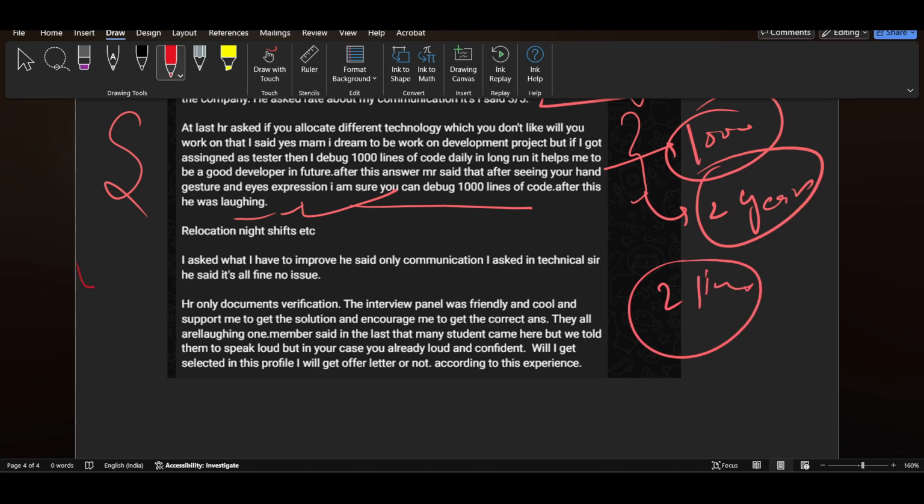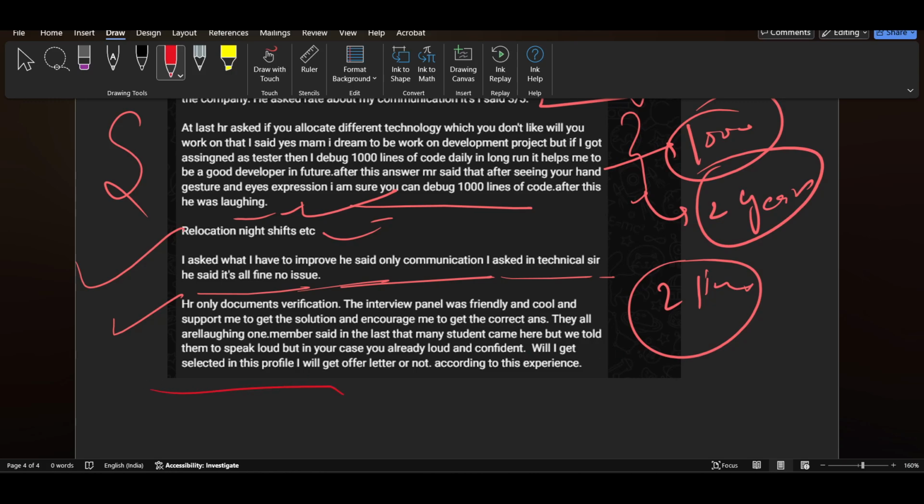Relocation, night shifts, etc. I asked what I have to improve. He said only communication. I asked about technical, sir. He said it's fine, no issues. HR only did document verification. The interview panel was friendly and cool, supported me in getting the solution, and encouraged me to get the correct answer. They were all laughing. One member said in the end that many students came here and we told them to speak loud, but in your case you are already loud and confident.